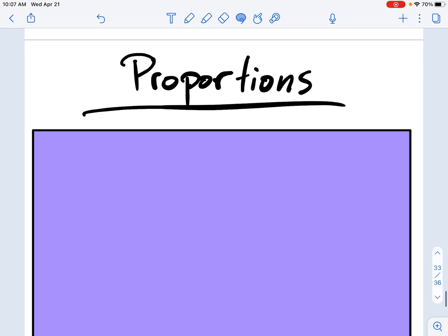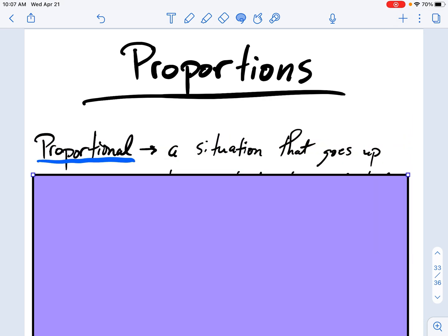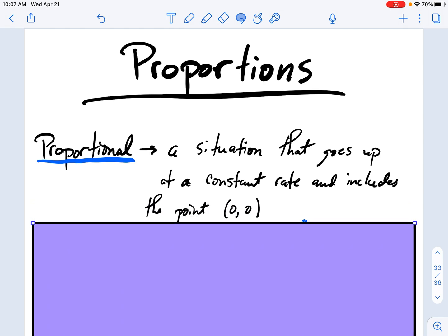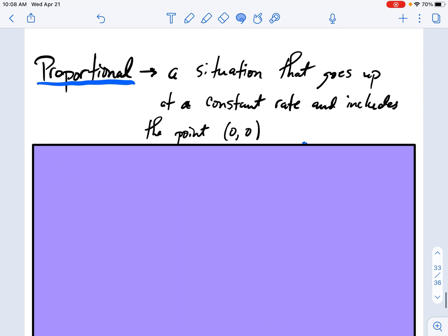I'm going to be going over proportions. So for this, you need to think all the way back to September when Edgenuity taught you about proportional relationships. A proportional relationship is when a situation goes up at a constant rate and it includes the point (0, 0).